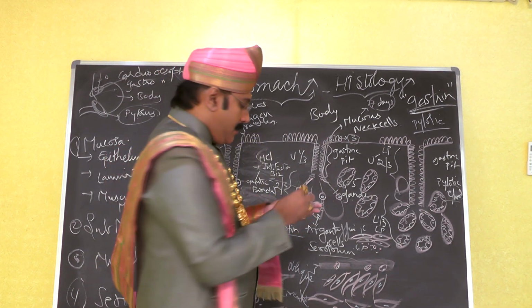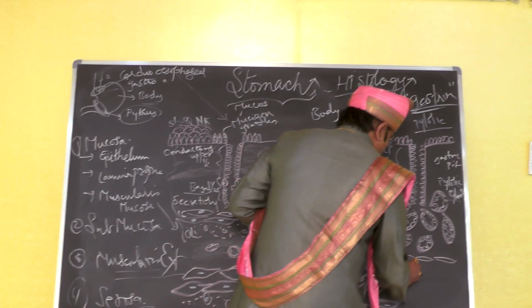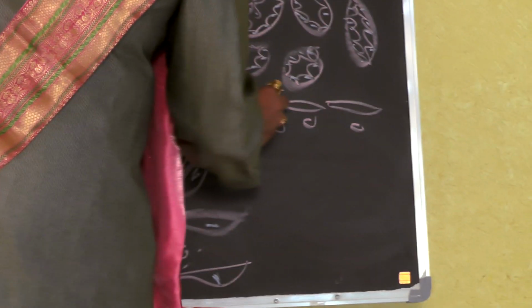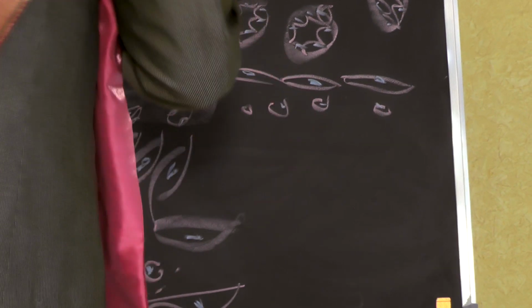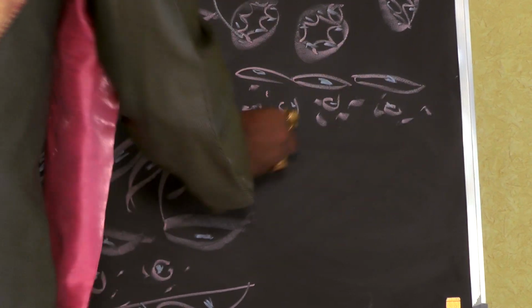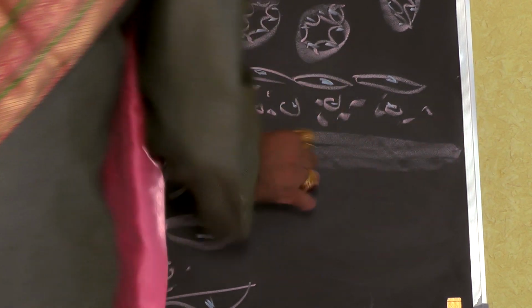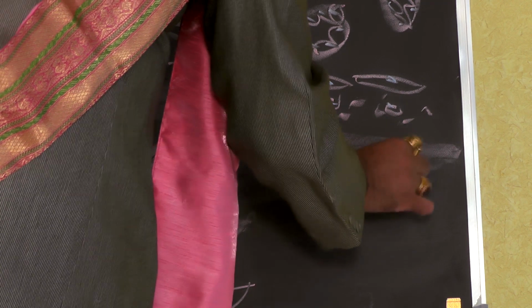the basal lamina. Then again you have the inner circular layer, then the outer longitudinal muscle coat. So here you have the circular layers, right? And this, if you observe, is the outer longitudinal muscle coat. And again you have the submucosa. The submucosa is showing blood capillaries and some connective tissue, right?